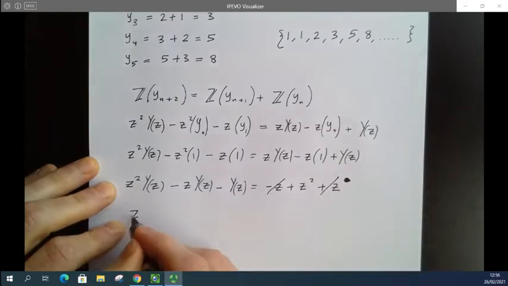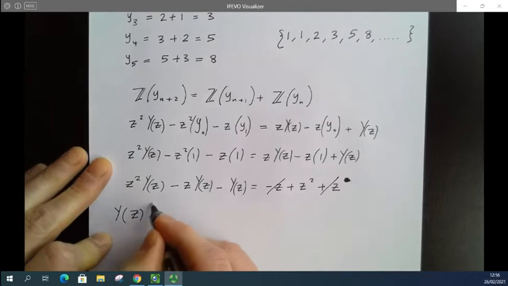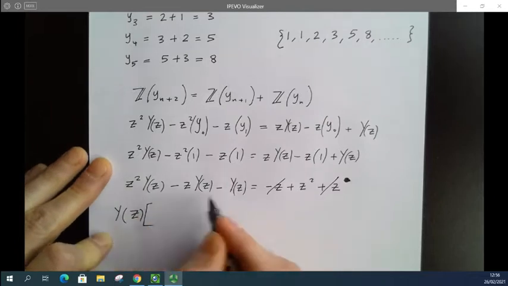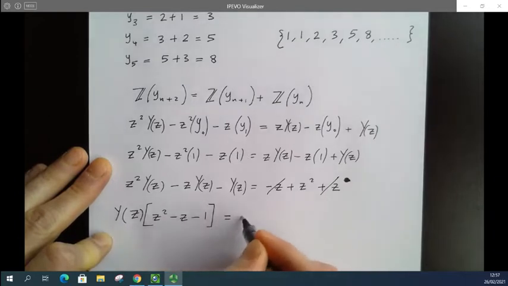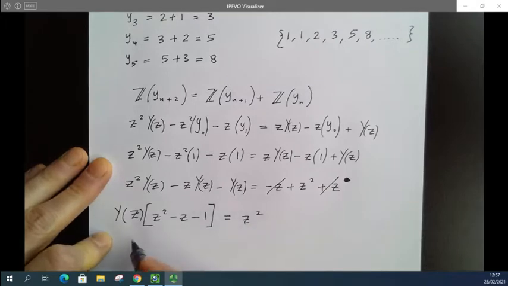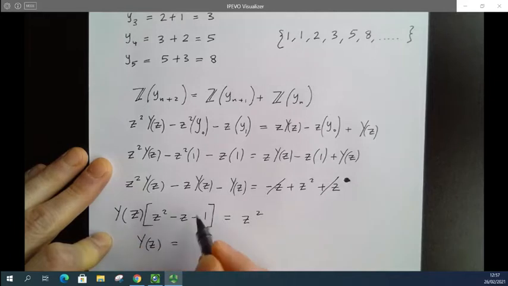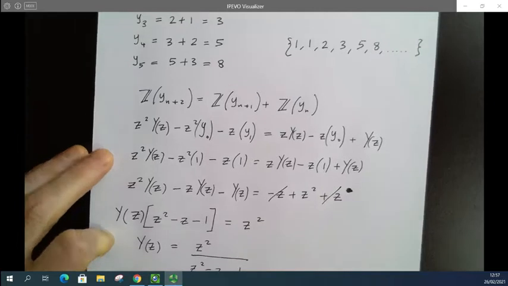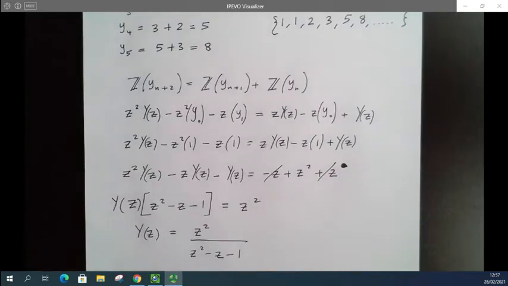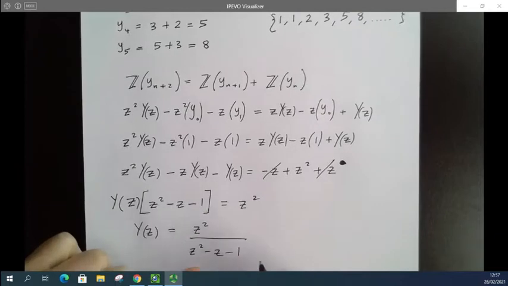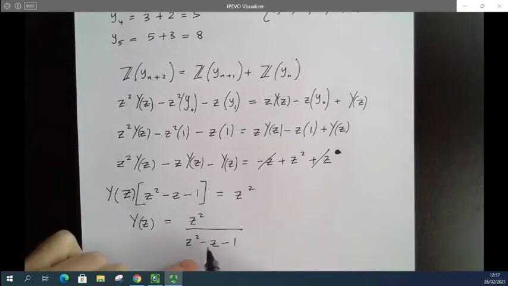Now I'll factorize here, so take out y of z. It's a common term, so it goes in z squared minus z minus 1 times, and that's just equal to z squared. And now I can isolate by dividing across by this quadratic. A lot of our work is done now. However, normally, given a quadratic on the bottom, we will try and factorize, but this is an irreducible quadratic.